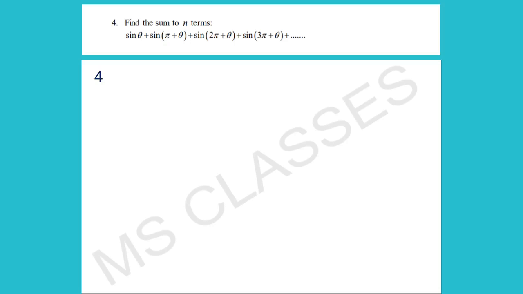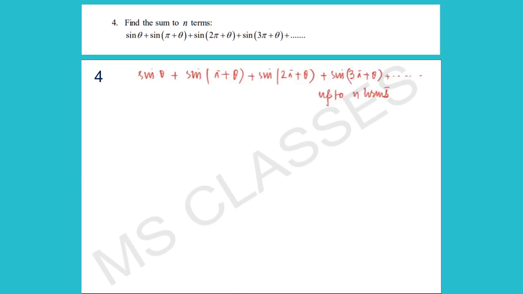Next, computation number 2. It is sin theta, sin of pi plus theta, sin of 2 pi plus theta, sin of 3 pi plus theta, up to n times. Now we are asked the value of this expression, or the simplified form of this expression.